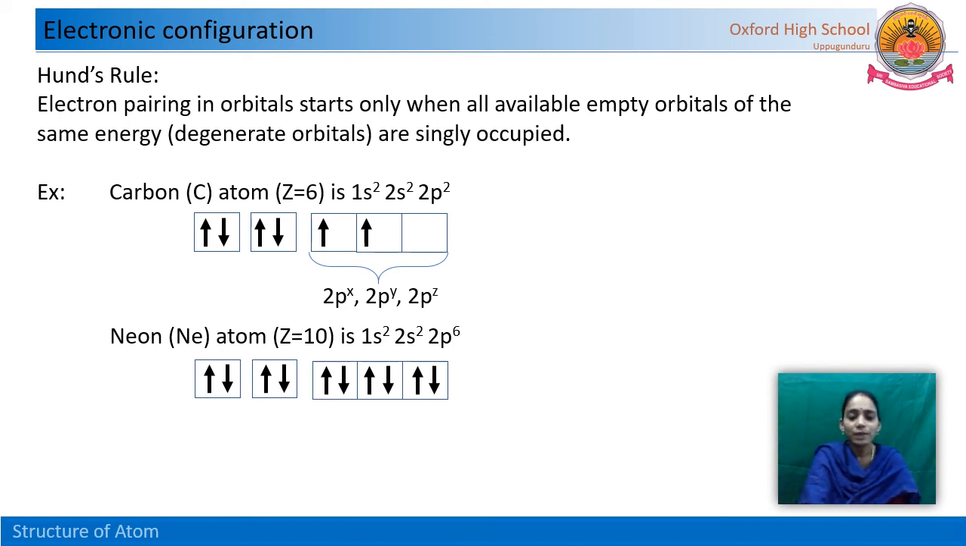In this way, Hund's rule explains that all the degenerate orbitals have to be filled with single electrons first, and only then does pairing take place. This is all about Hund's rule.